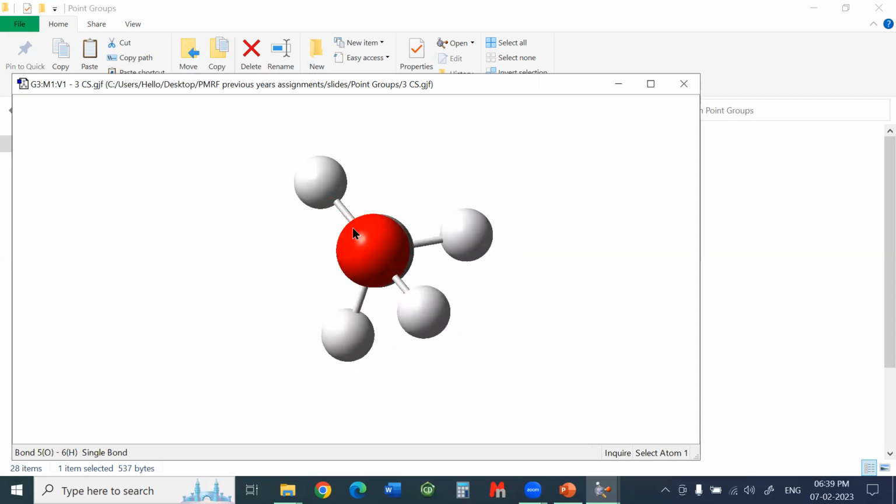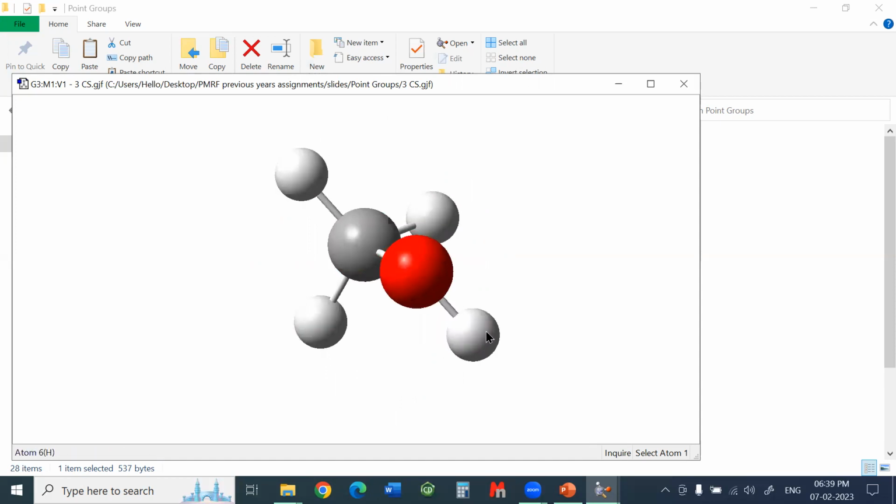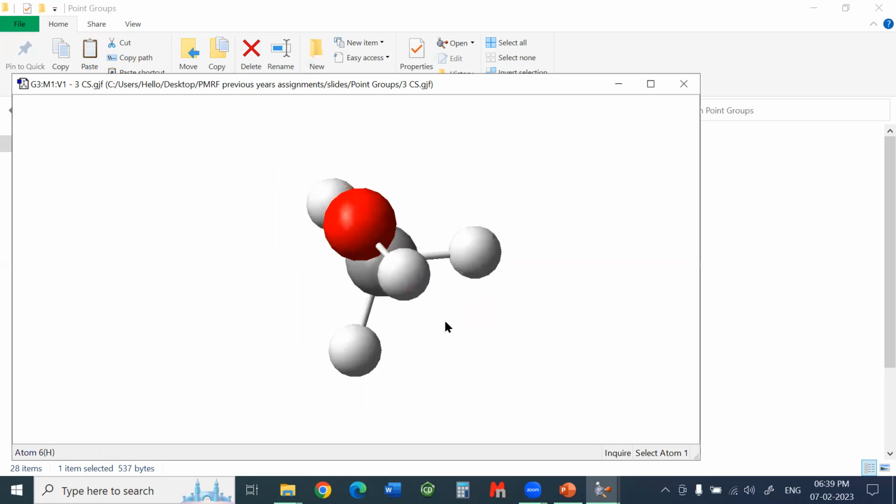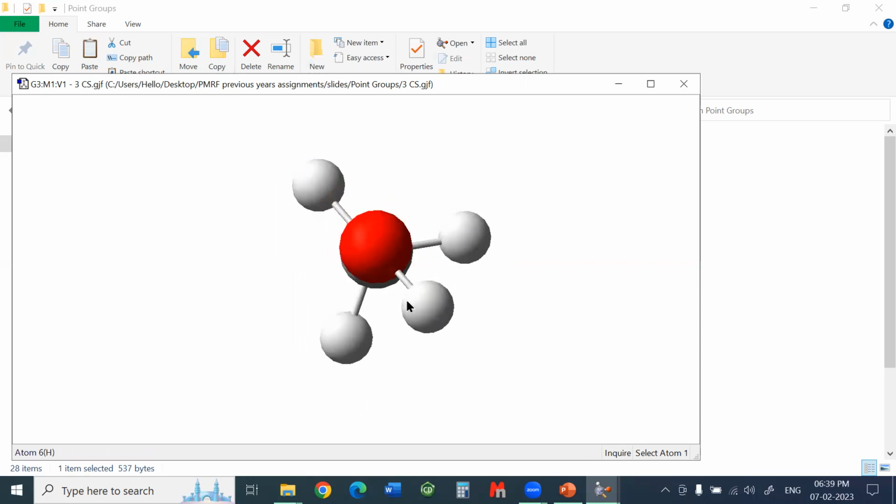So in this one, you can see, let's see like this, right? The plane which passes through these four atoms, like this oxygen, red oxygen, this hydrogen, carbon, and this hydrogen. This is the plane which passes through these four atoms. And after that we can divide this molecule in exactly two equal parts, right? By using this plane of symmetry operation.